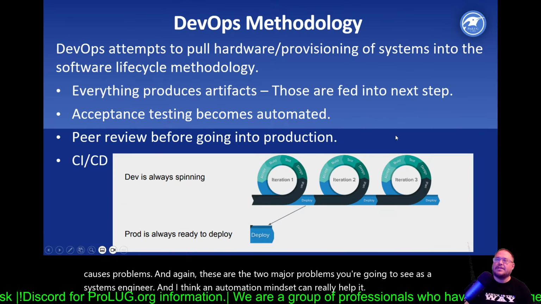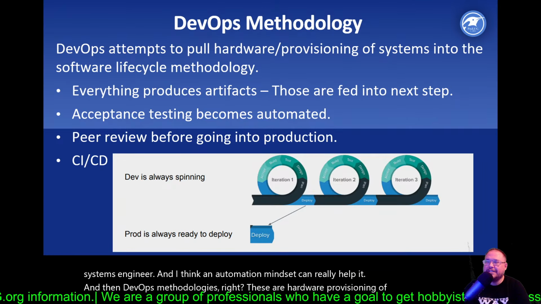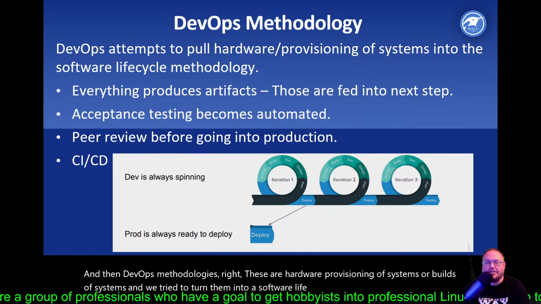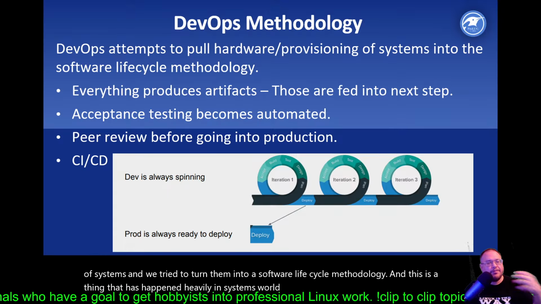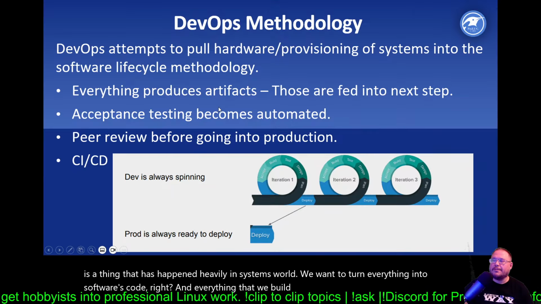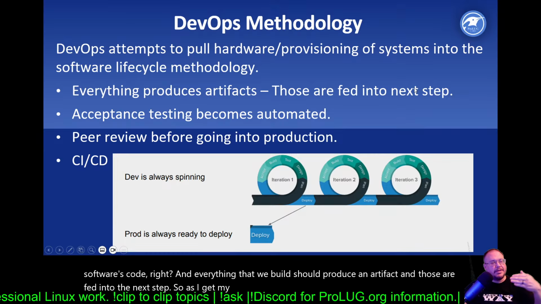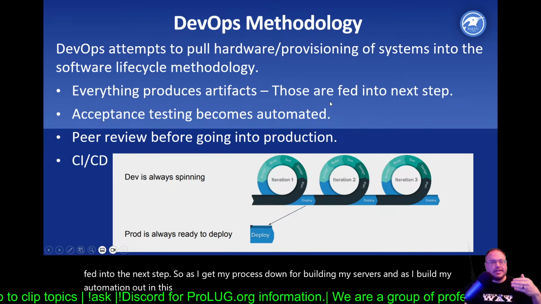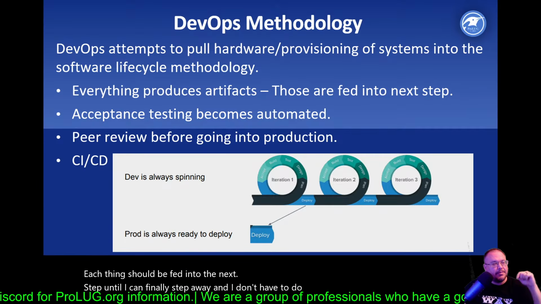And then DevOps methodologies, right? These are hardware provisioning of systems or builds of systems, and we try to turn them into a software life cycle methodology. This is a thing that has happened heavily in the systems world. We want to turn everything into software as code, right? And everything that we build should produce an artifact, and those are fed into the next step. So as I get my process down for building my servers, and as I build my automation out in this course, each thing should be fed into the next step until I can finally step away and I don't have to do anything except hit a button and it runs.